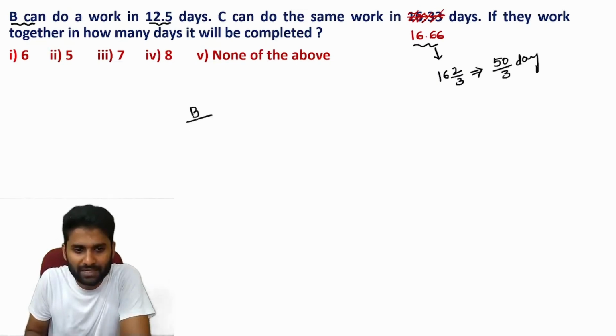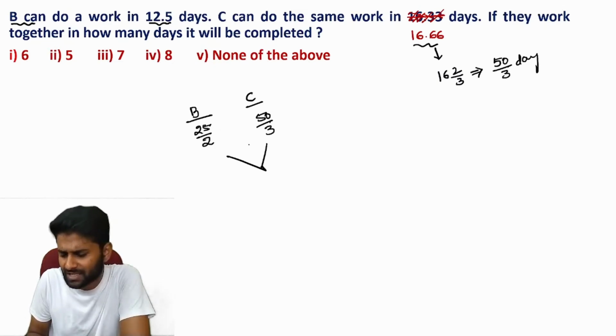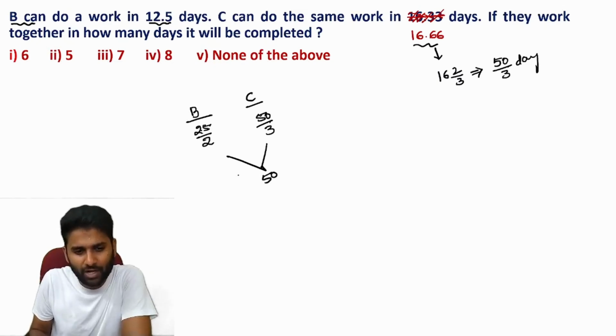Here B can complete the work in 12.5 days. Let us assume that it is 25 by 2. And C can do the same work in 50 by 3. Now guys, you have to consider the numerator, but don't consider the denominator for the calculation. So the common multiple of 25 and 50 is 50 units. Now see, we can complete this work in how many days? So 50 units of work, per day work is 25 by 2. So they will complete exactly 4 units per day.